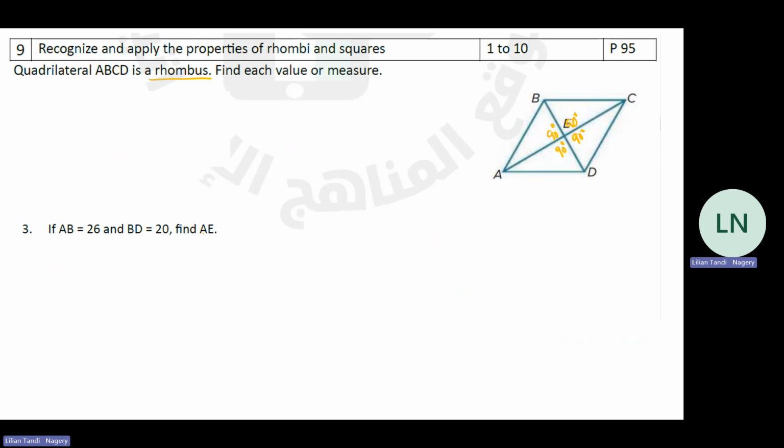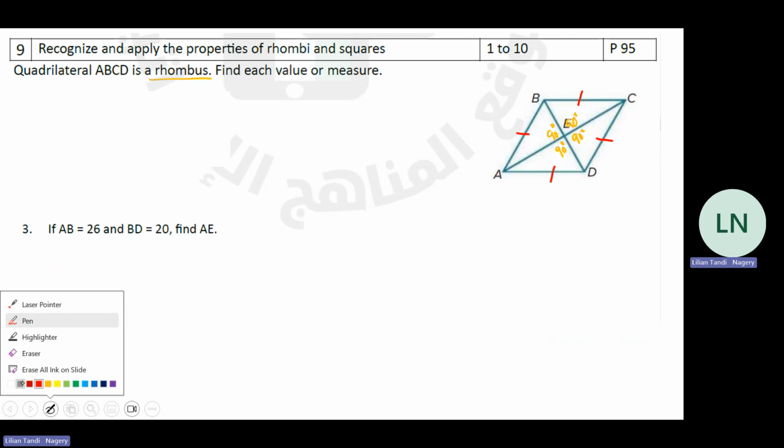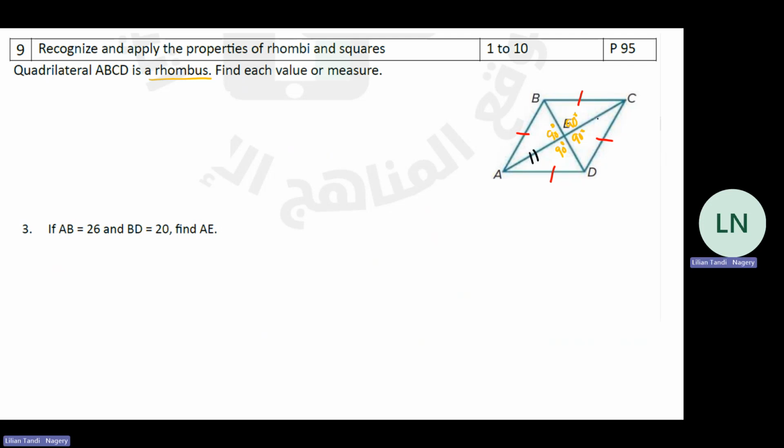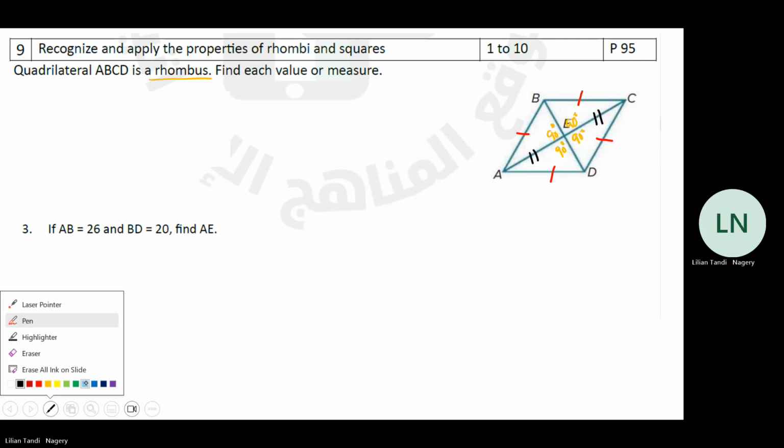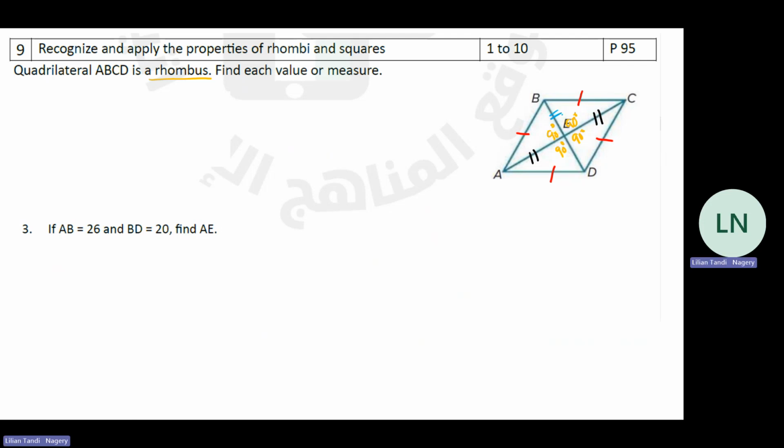Now, since we're talking about sides, since we're talking about lines, we know that this line should be the same as this line and the same as this line and this line. We also know that this line must be the same as this line. And we know that this line here must be the same as this line here. That's what we know about the rhombus.